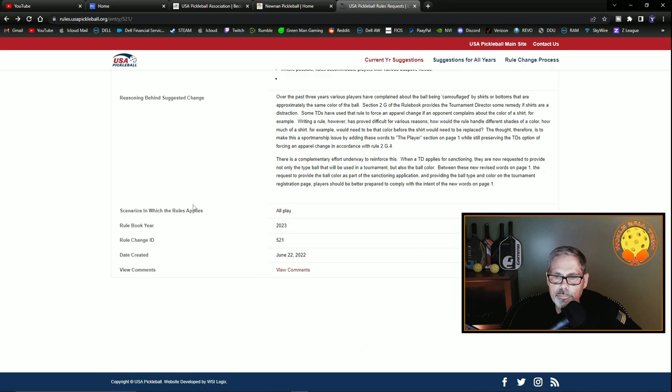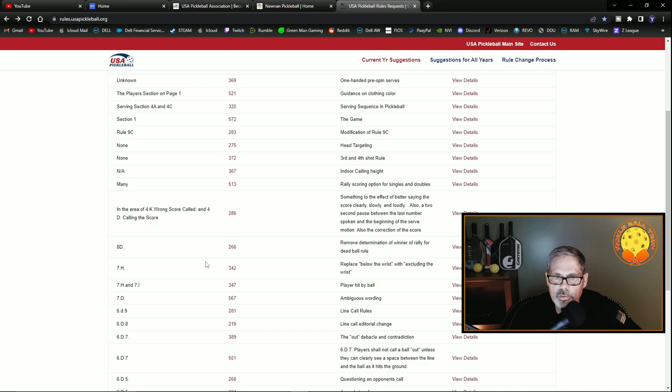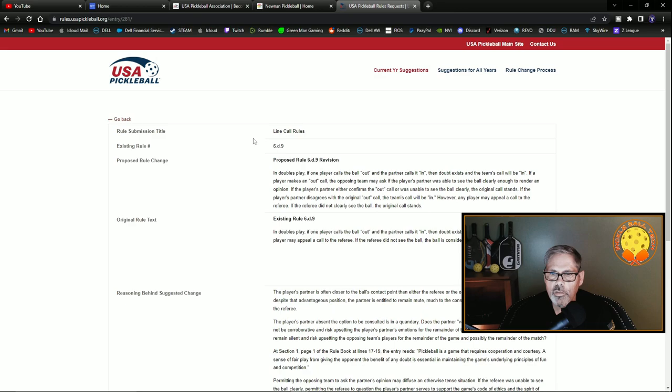All right, let's find a big one, something important. Line call rules. I know that's a point of contention for a lot of people, so we're going to look at this one. Existing rule 6D9, proposed rule 6D9 revision. In doubles play, if one player calls the ball out and the partner calls it in, then doubt exists, and the team's call will be in. So he's saying if one player calls it out and the other calls it in, then the in call will take trump over all other calls.